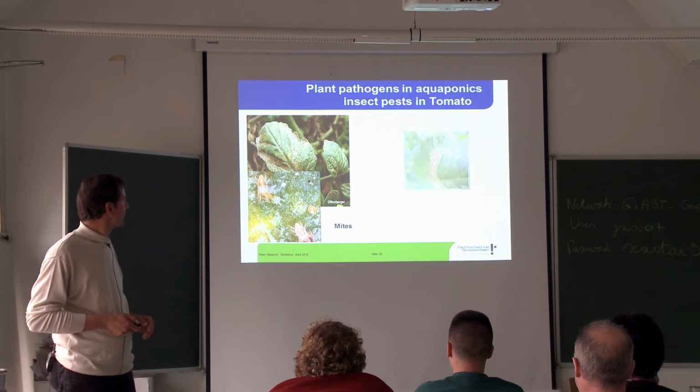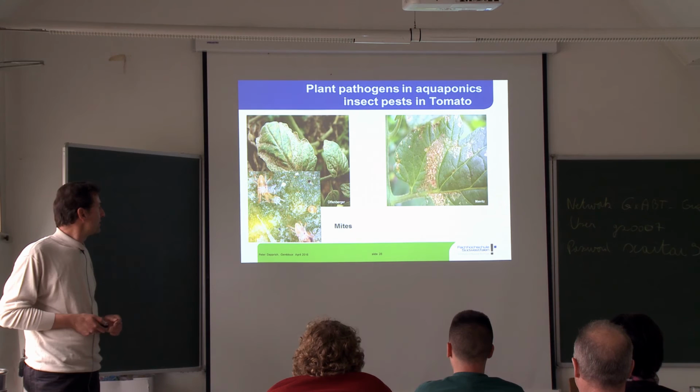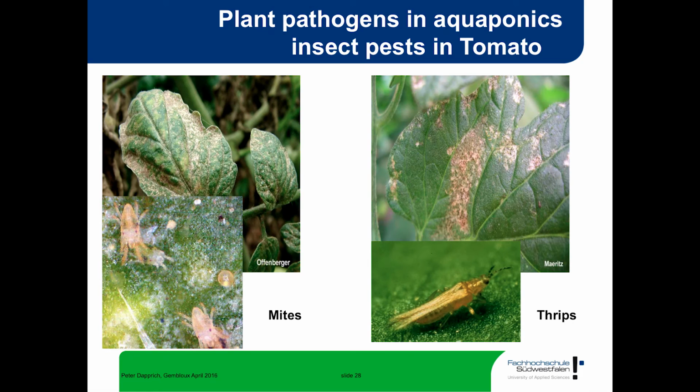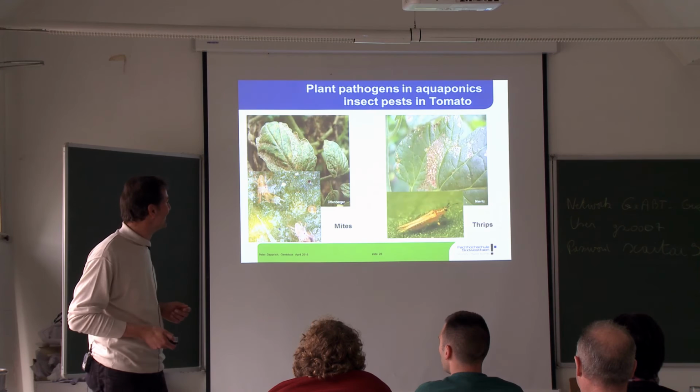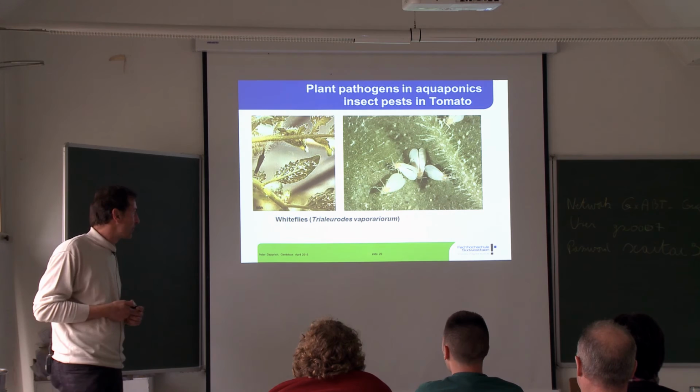Any idea what this is? Looks almost the same. And that is the thrips. Is it down the foot too? Pardon? Is it down the foot or only the limb? Draw your own conclusions. And this is the whitefly, or white moth, or whatsoever, one of the most important insect pests in tomato.